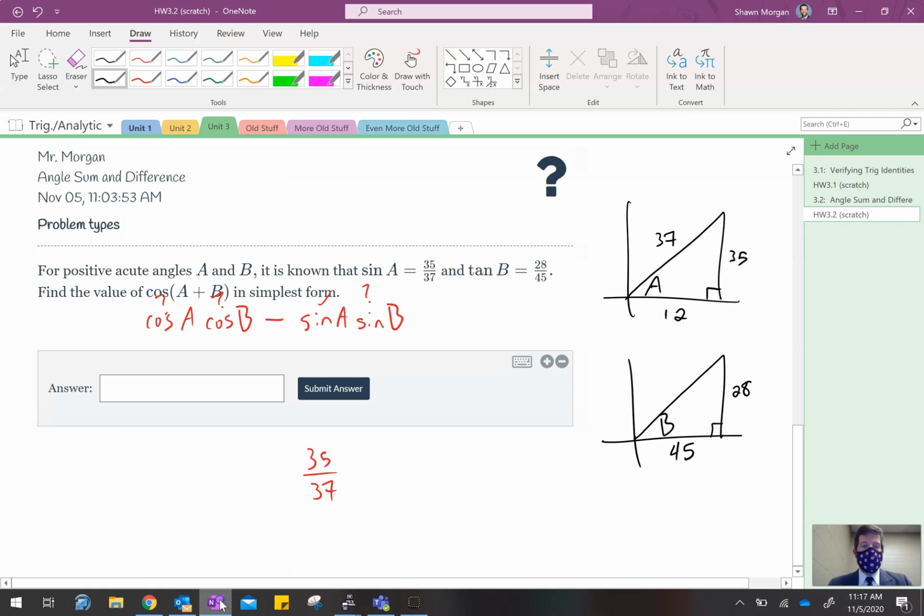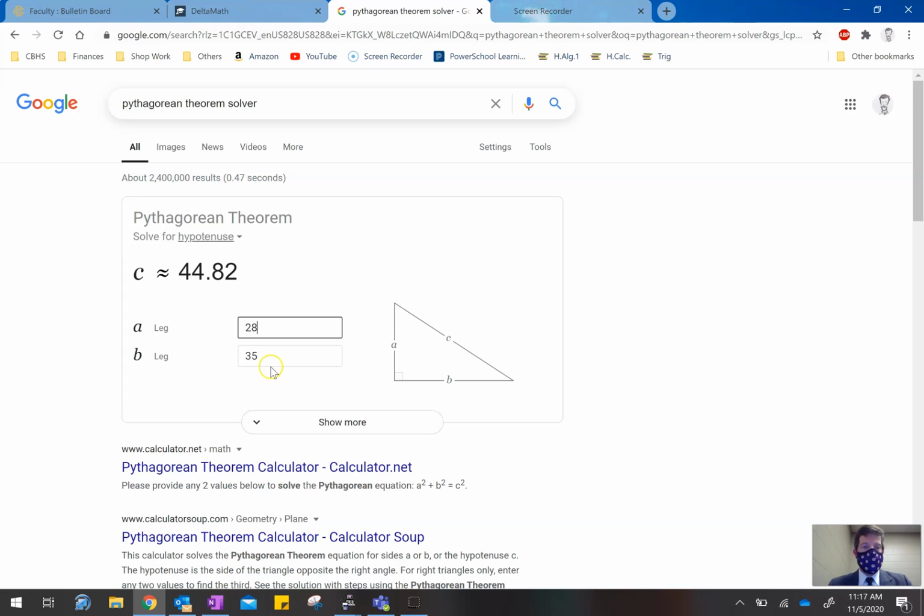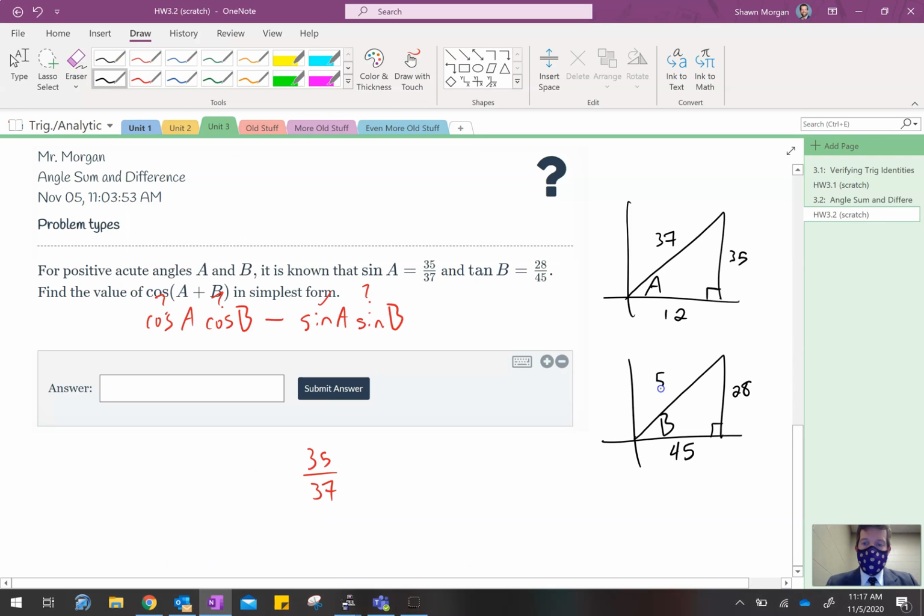And what were those numbers again? 28 and 45. So 28 and 45. And the hypotenuse is 53. So the hypotenuse I'm going to write down is 53. And now I can successfully answer what are those other four parameters.